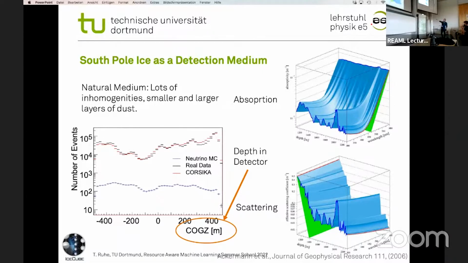And you can also see that these larger peaks actually affect our data taking. So this COGZ, the center of gravity of the light that we've seen in the detector, is a function of the depth. And you can see the largest dip is at the point where we have the largest layer of dust. We have a bunch of smaller layers of dust, but you can see them as smaller wiggles.